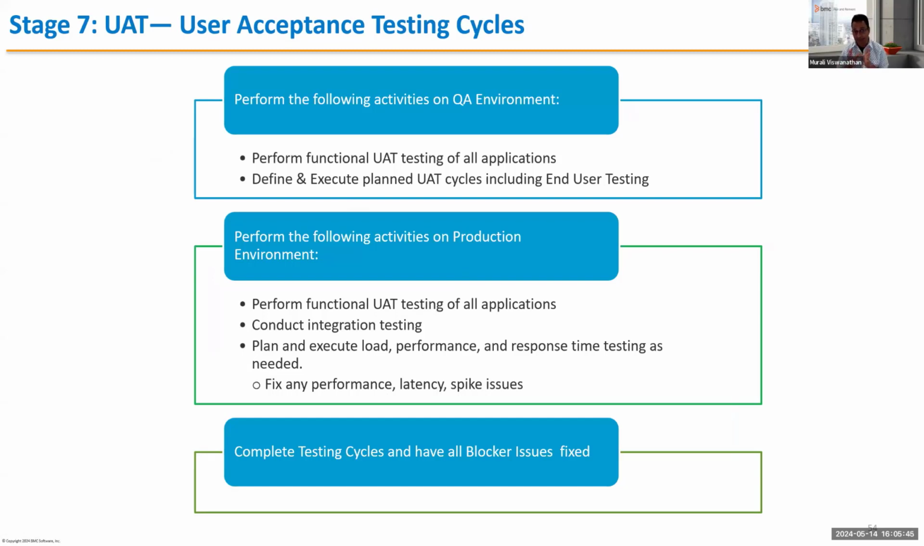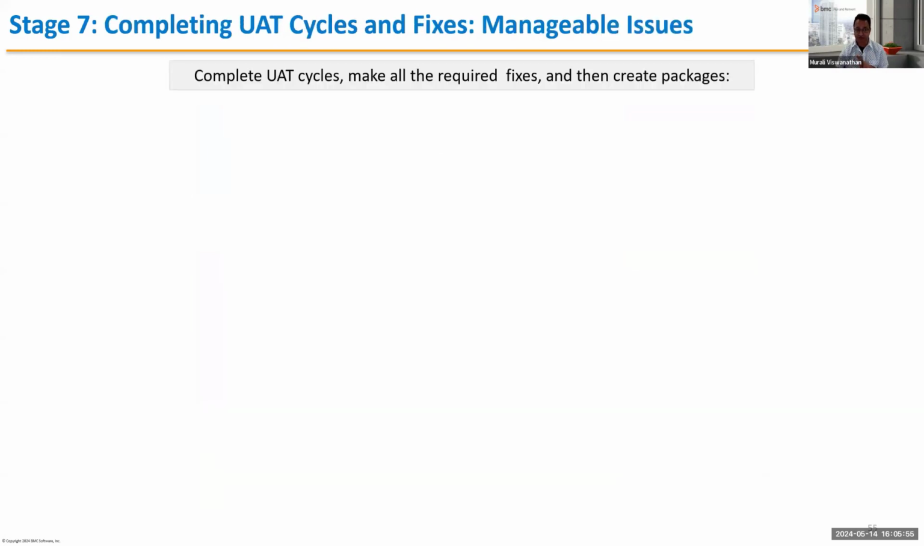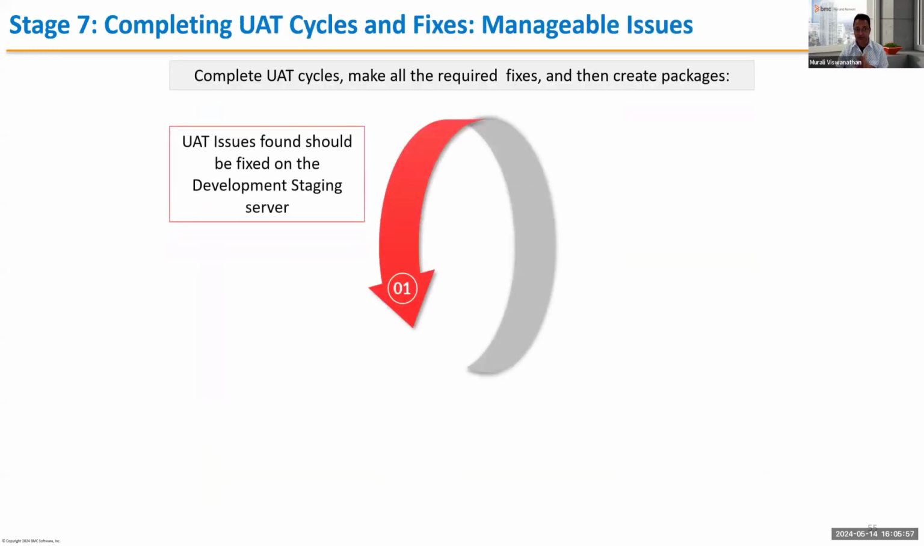And we want you to complete this testing till all your blocker issues are fixed. So you may need 1 or 2 cycles. That's fine. So that's the key. So don't exit stage 7 unless all blocker issues are fixed. That's the reminder here.